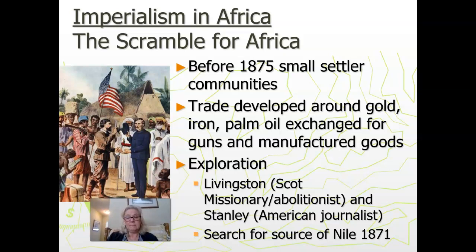People were also just really curious about mapping Africa. Much of Africa hadn't been mapped, and Livingstone was the name of one person. He was widowed, and he was a Scottish missionary and also an abolitionist, I might say. He was not in favor of slavery. He went to try to find the source of the Nile in 1871, and Stanley, an American journalist, followed to try to meet up with and find Livingstone, who had become very emaciated on his trip.